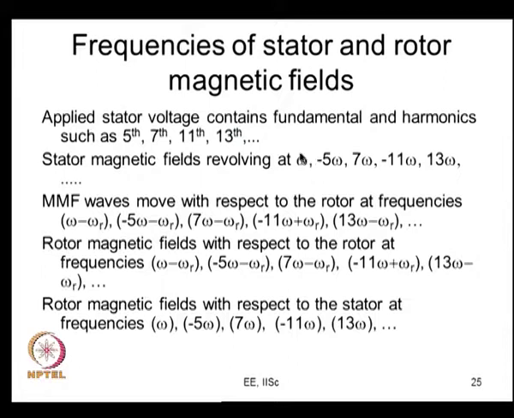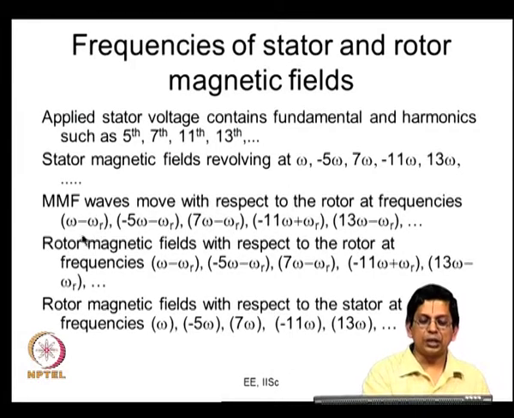If you have a magnetic field at frequency omega, and the rotor is rotating at omega r, the rotor sees an MMF wave moving past it at frequency omega minus omega r. So the stator magnetic field is seen as an MMF wave which moves past the rotor at a speed omega minus omega r. Therefore, the induced EMF is at omega minus omega r. This is what we were calling slip frequency a few minutes back. So there is slip frequency EMF and slip frequency current flowing through the rotor.